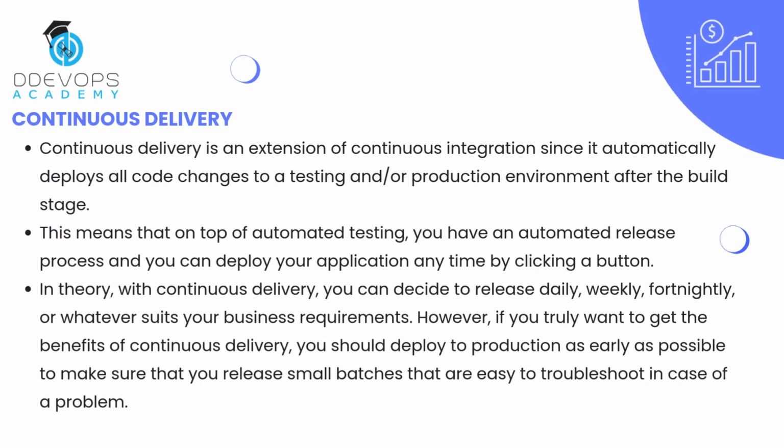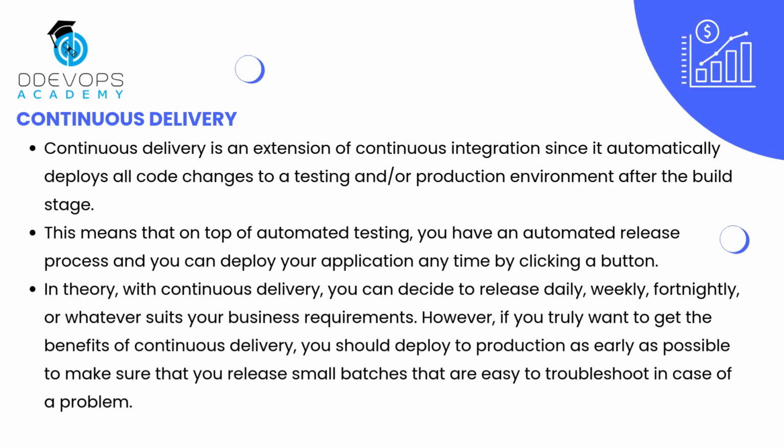Continuous delivery builds on continuous integration by automatically deploying code changes to testing or production environments after the build stage. With automated testing and release processes, teams can deploy at any time with just a click. The real benefit comes from releasing small, frequent batches, making troubleshooting easier and ensuring faster, more reliable delivery.